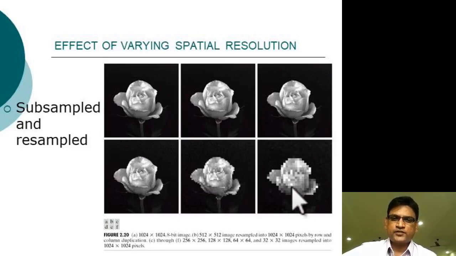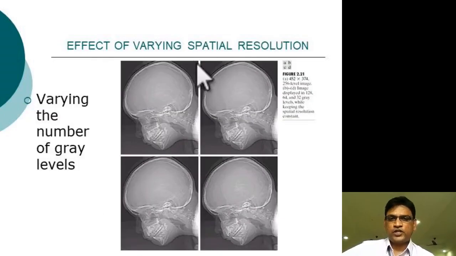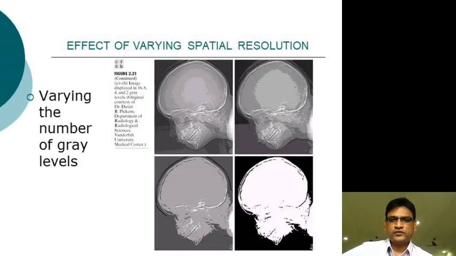This size reduction, what is called varying spatial resolution, produces what is called a checkerboard effect. It is called a checkerboard effect. And similarly, the second effect is where we keep the spatial resolution constant and change the gray level from k equal to 0 to k equal to 7.